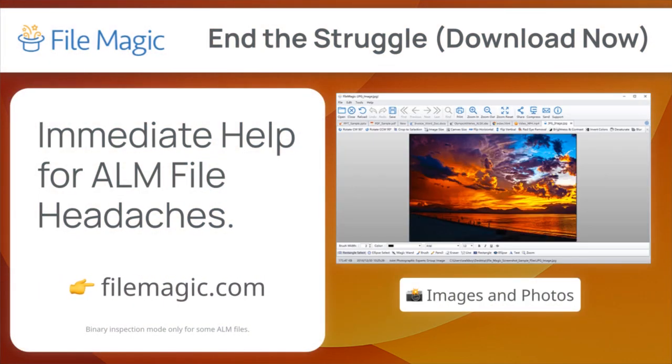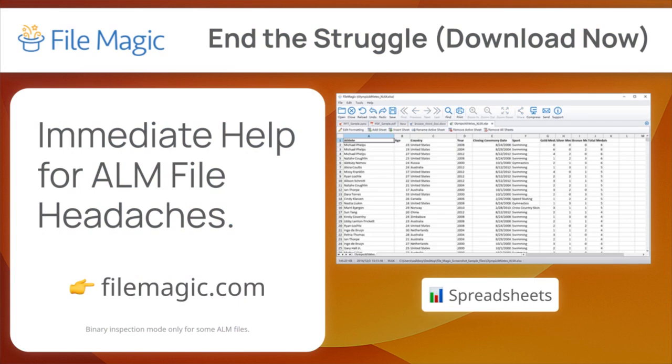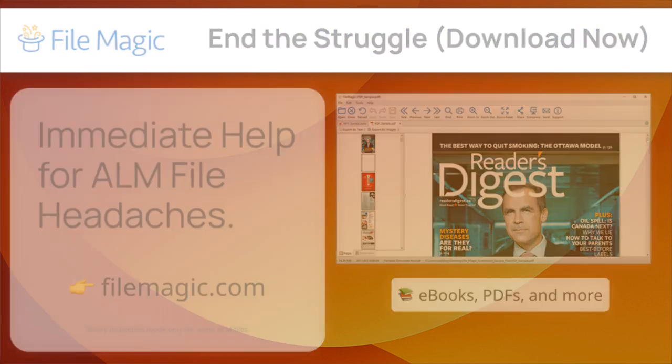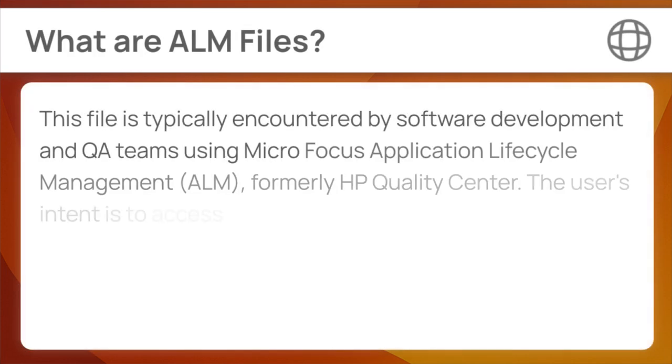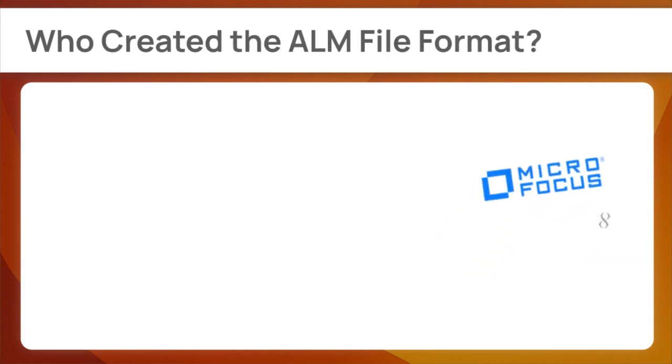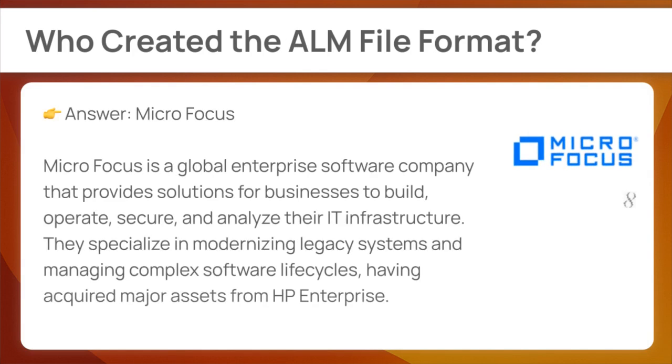We will introduce you to the single utility that makes troubleshooting the ALM format and dozens of others obsolete. This file is typically encountered by software development and QA teams using Microfocus Application Lifecycle Management, ALM, formerly HP Quality Center. The user's intent is to access project data, such as requirements, test plans, or defect reports, for management and collaboration within a large-scale software project.